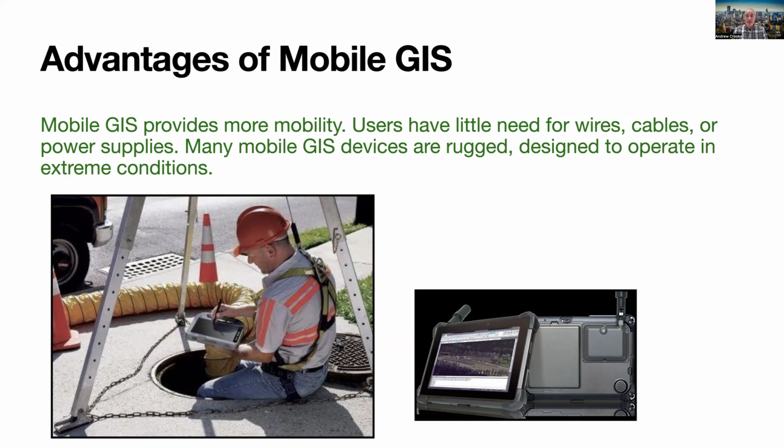So when you think of mobile devices, you think of your cell phones, right? But to protect your cell phones, you have a case around it, right? So therefore, if you drop it, you don't smash the screen. Mobile GIS devices like the Trimble, for example, here, are designed to be rugged, designed to be dropped, designed to work in harsh conditions or cold temperatures, and therefore doesn't suck the life out of the battery.